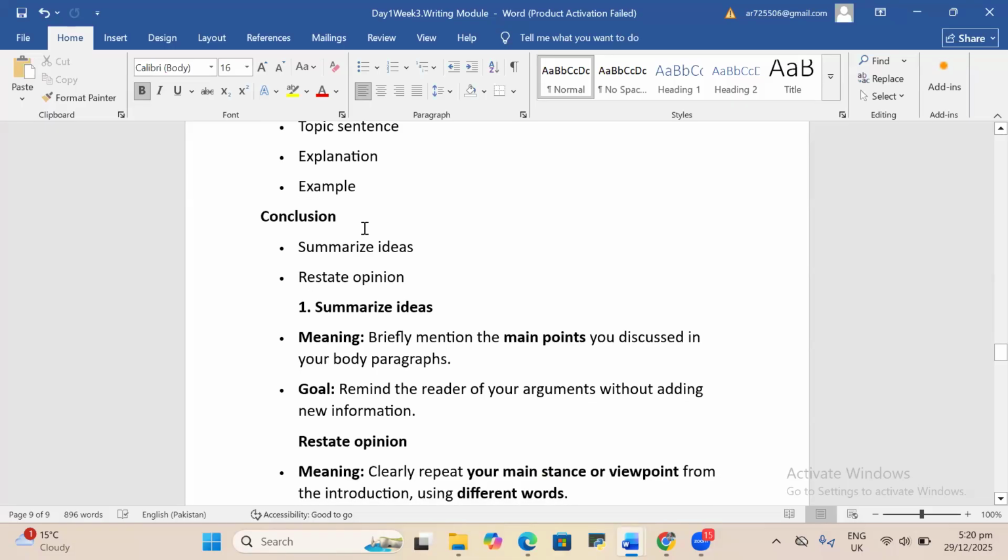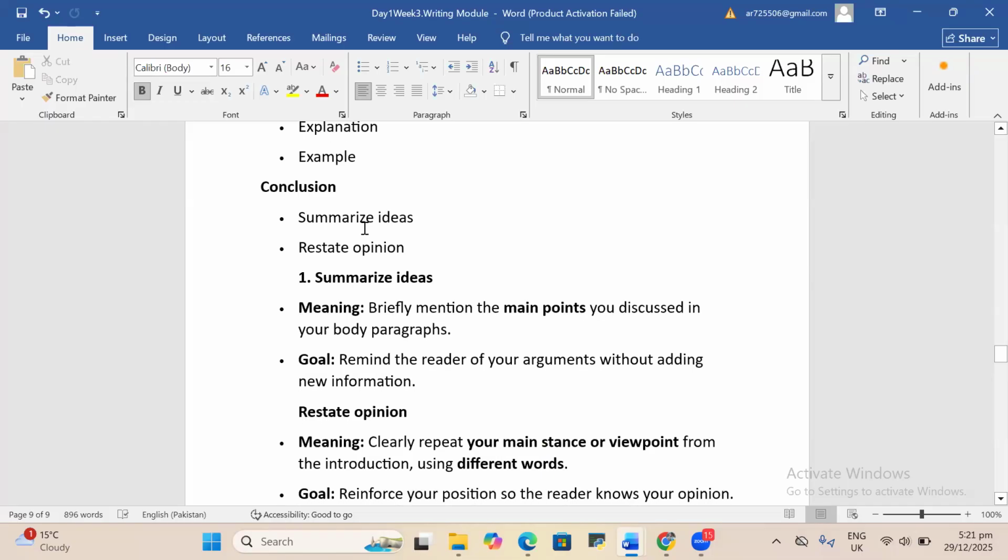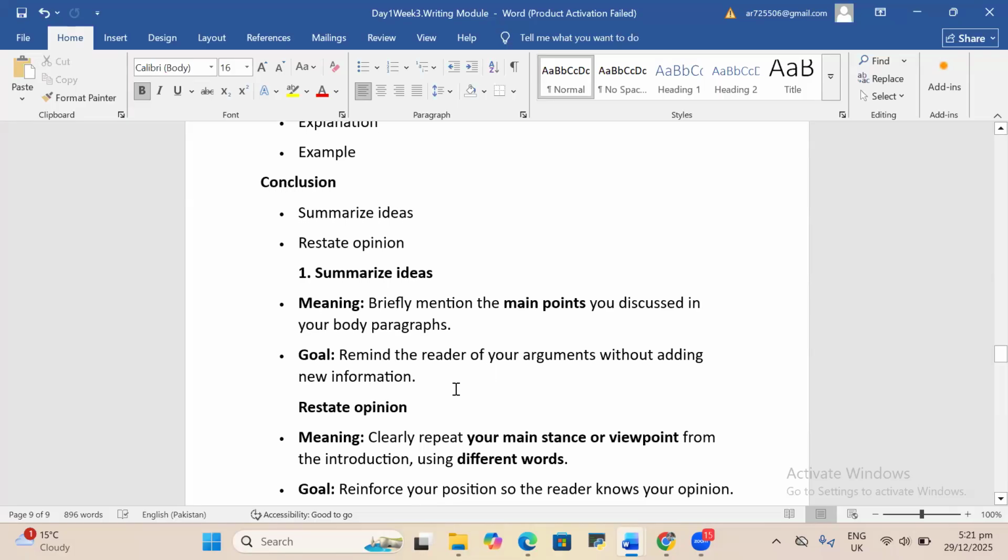In the conclusion, most students start giving a new opinion and new information, but it is really important that you know what you need to write in your conclusion. For example, summarize ideas and restate your opinion. What is the meaning of summarize ideas? Briefly mention the main points you discussed in body paragraphs 1 and 2, and remind the reader of your argument without adding new information. You do not need to write new information, you just need to write the main points you discussed in paragraphs 1 and 2.